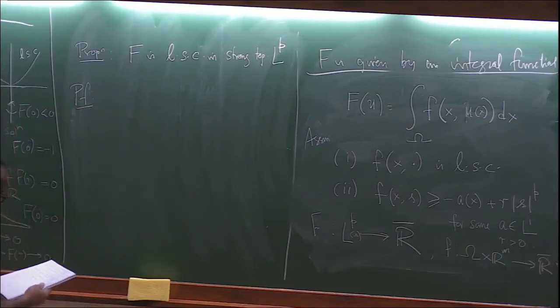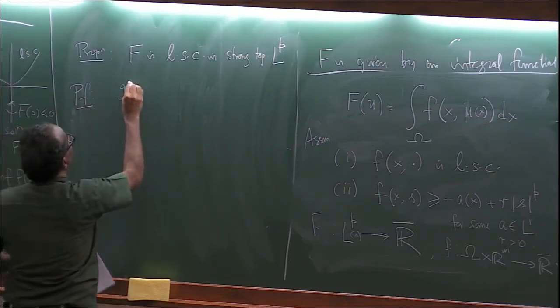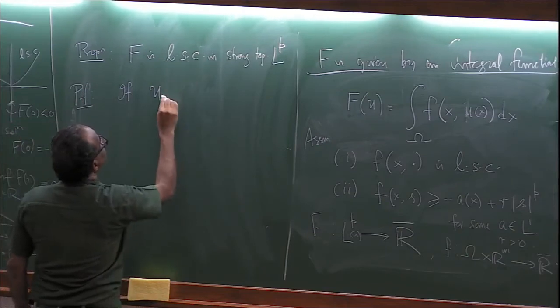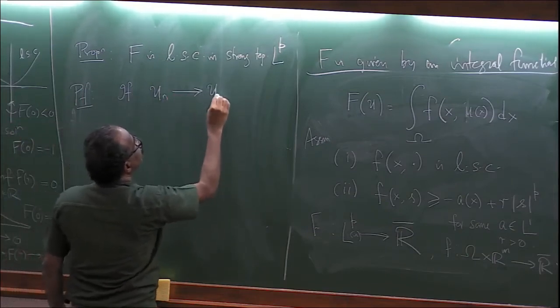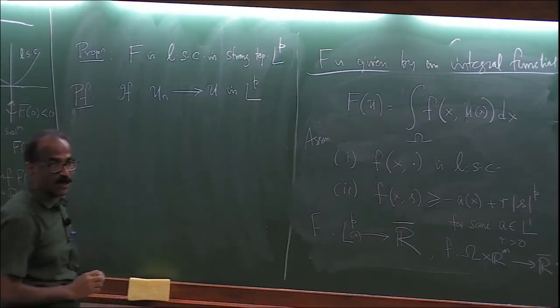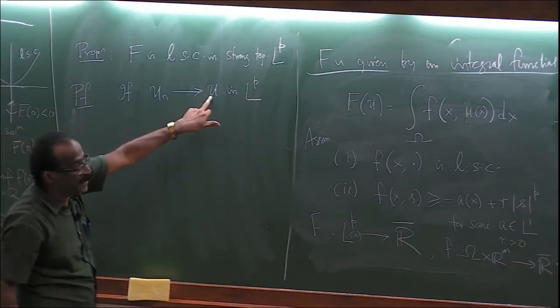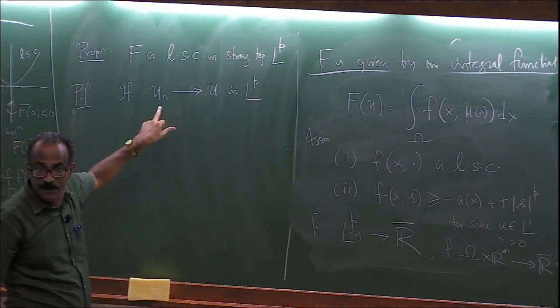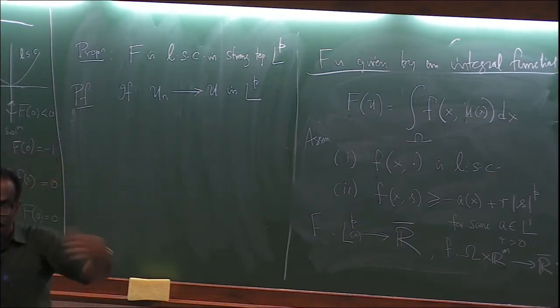If un converges to u, to check this is easy. un converges to u, u in LP. Strong topology means this is a strong convergence, and you want to prove that f of u is less than or equal to the lower limit of f of un. That's lower semi-continuity, right?